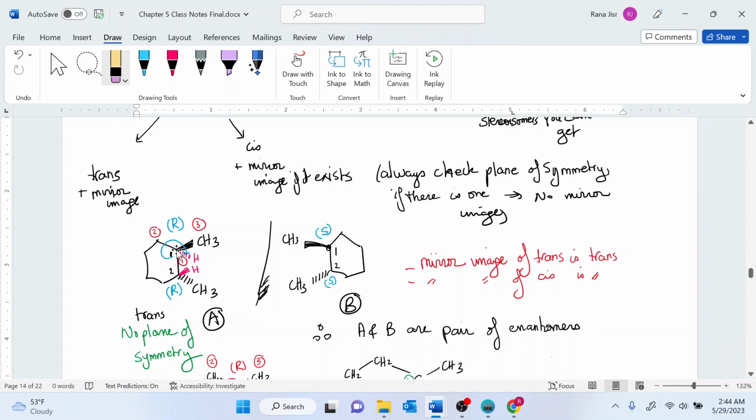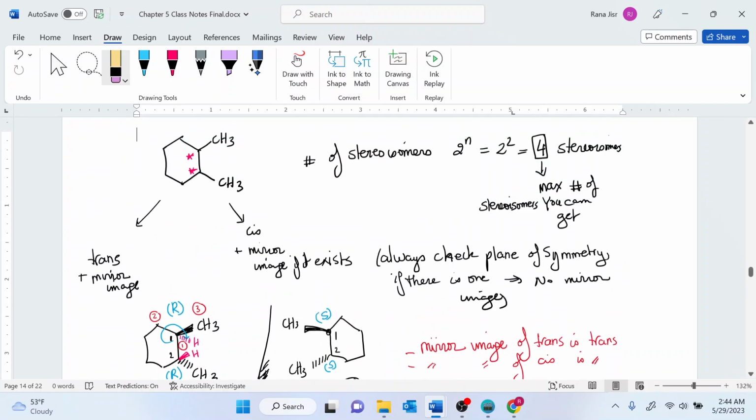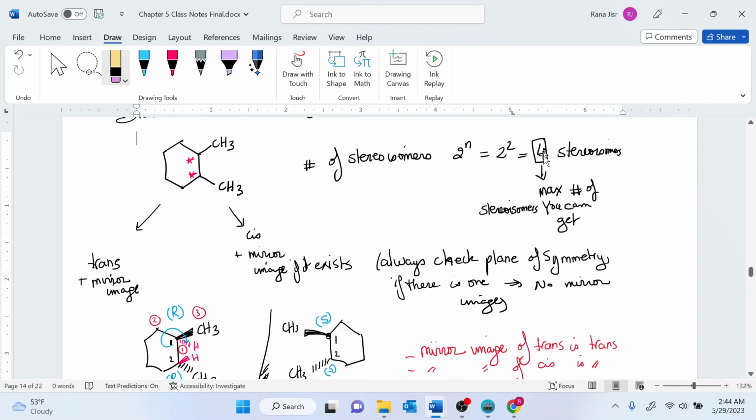Do the absolute configuration in this case. And here I'm going to end up having an RR for both carbons, chiral centers. Then the mirror image is going to be the opposite, which is going to be an SS configuration. These are going to be the two stereoisomers out of the four. I still have two more.